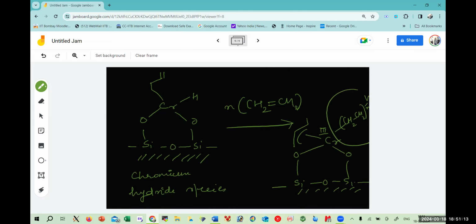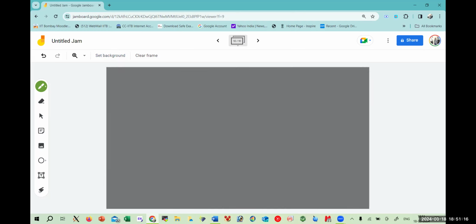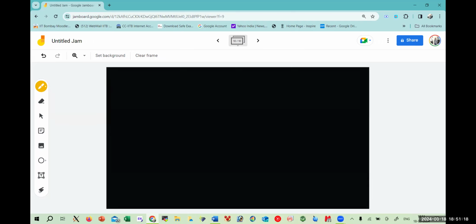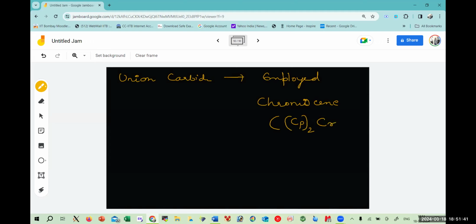Similarly, later on, some catalyst variation by Union Carbide: they employed, instead of that, chromocene, Cp2Cr, and here we have a low valent chromium in the +2 oxidation state.